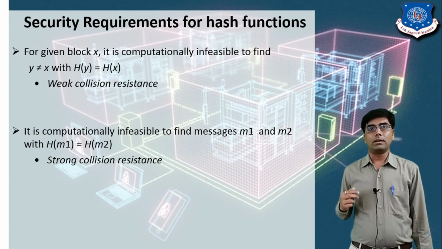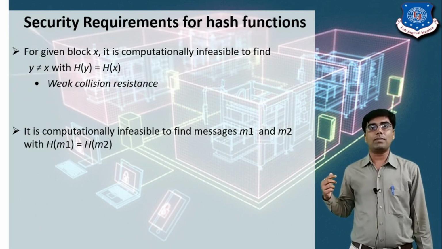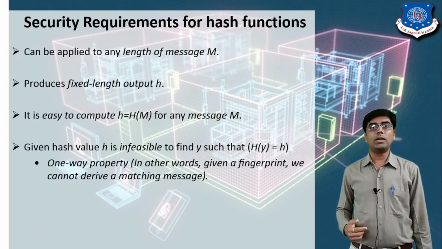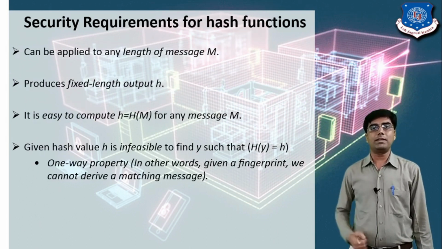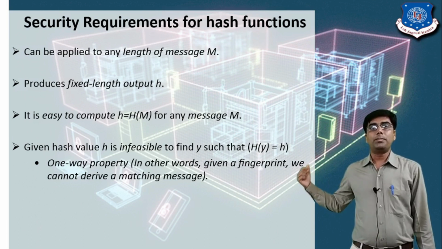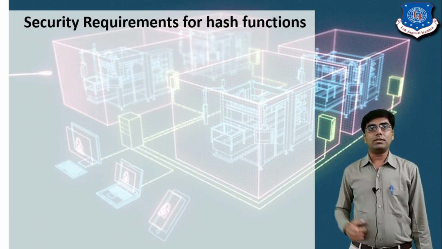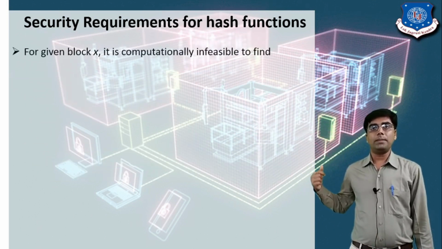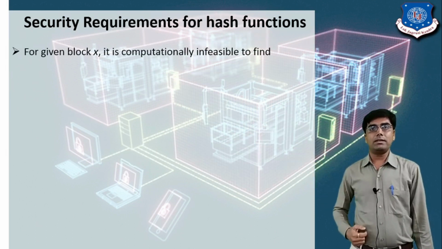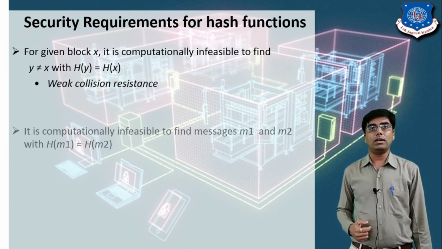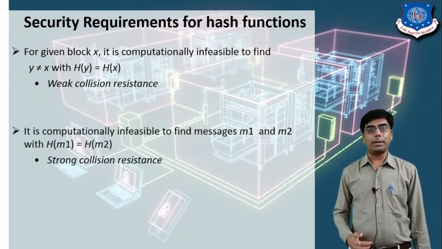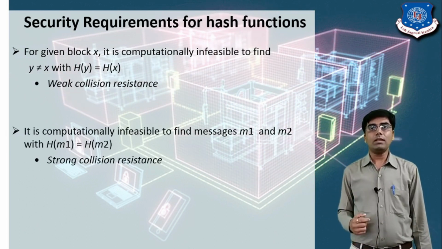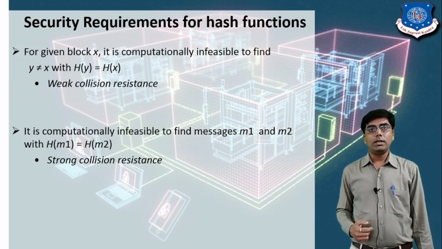So the fourth requirement, given the hash value h, it is infeasible to find the input, is also called the pre-image resistance. The second is called the second pre-image resistance, and the last is called the collision resistance. So these are the basic requirements if I want to find the hash code, right?